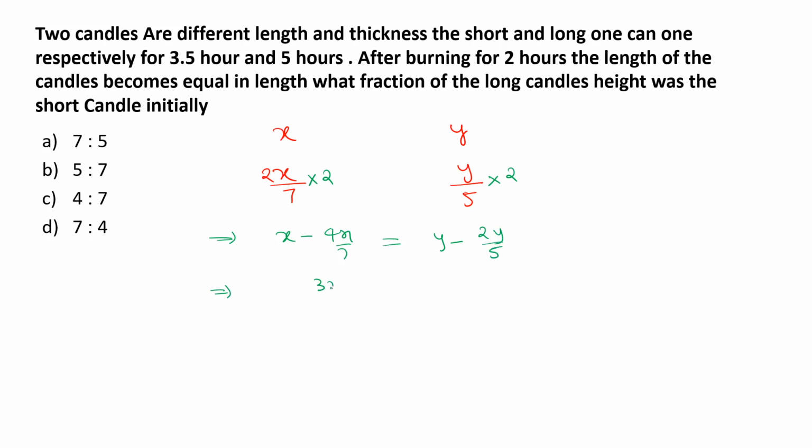Then 3x by 7 is equal to 3y by 5. Just cancel the 3. Then the ratio x is to y is equal to 7 is to 5. So the ratio of the lengths of those two candles is 7 is to 5. That is option A, 7 is to 5 would be our answer. This is a very good question. Repeat the video as many times as you wish, and learn this process.